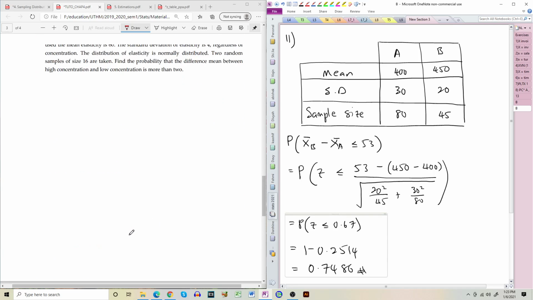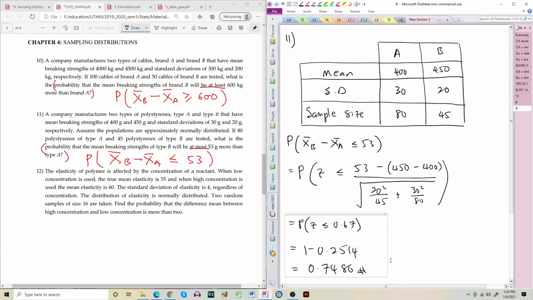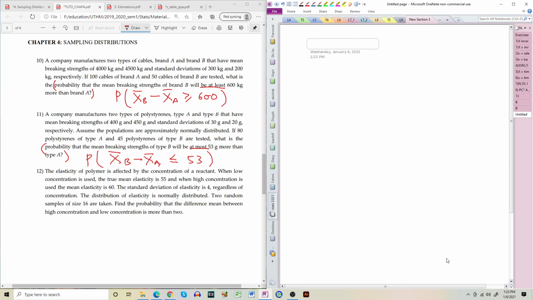And is this the last one? Yeah, last one, 12. We are moving to 12 now. The elasticity of polymer is affected by the concentration of a reactant. When low concentration is used, the true mean elasticity is 55, and when high concentration is used, the mean elasticity is 60. So there are two groups. Whichever way you want to see these questions, up to you. Before that, let me draw the table.